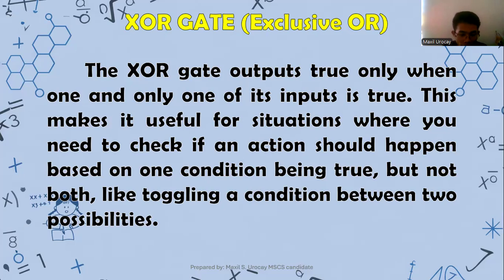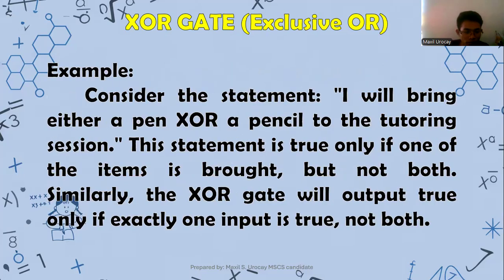For the example for this one, consider the statement, I will bring either a pen, X, or a pencil to the tutoring session. This statement is true only if one item is being brought, but not both. Similarly, the XOR gate will output true only if exactly one input is true, but not both of them. So that's actually how it works.